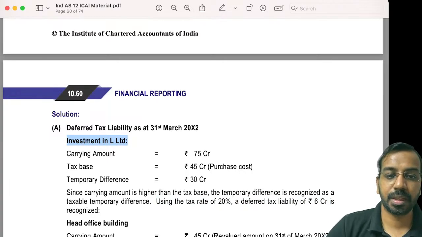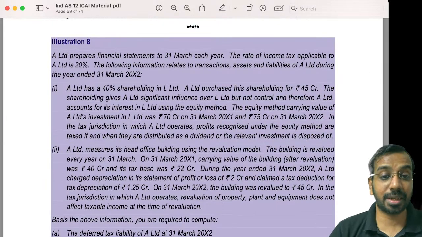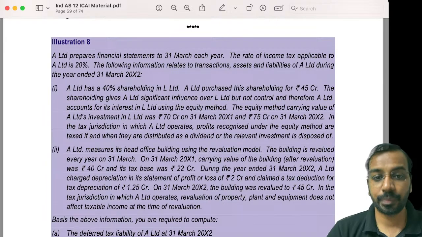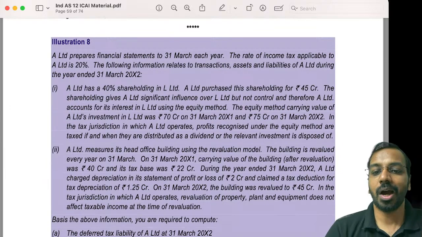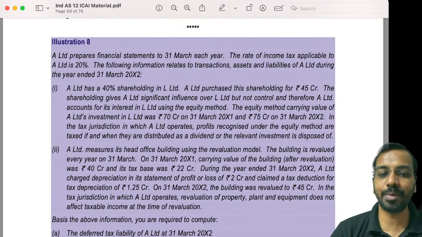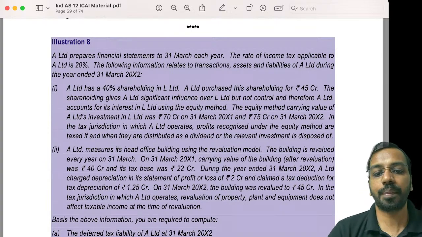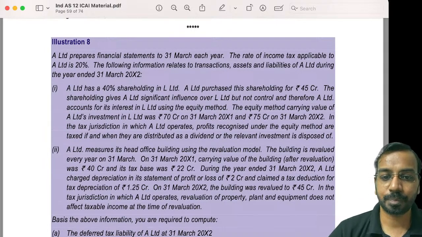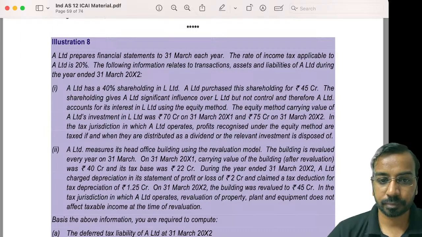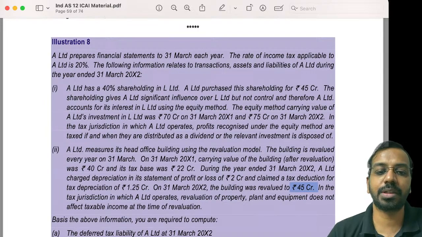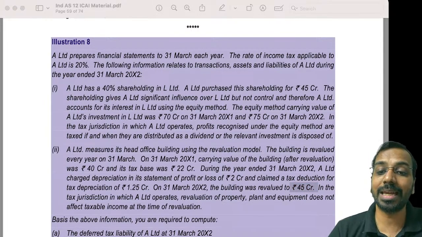Second, it says A Limited measures its head office using the revaluation model. The building is revalued every year on 31st of March. On 31st March of year 1, carrying value is 40 crores, tax base is 22 crores. On 31st March of year 2, they charge depreciation 2 crores and claimed a tax deduction of 1.25 crores. On 31st March of year 2, the building was revalued to 45 crores. Now, 45 crores is the revalued amount, which is nothing but our carrying amount. So the carrying amount is 45 crores.